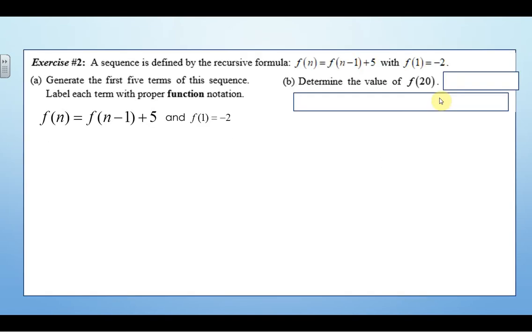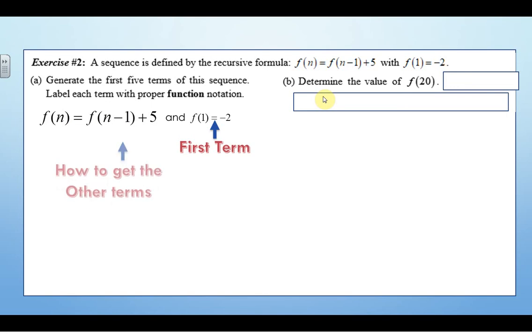There's a lot of stuff going on here. A sequence is defined by the recursive formula, and they tell us that the first term is -2. Generate the first 5 terms of the sequence, labeling each term with proper function notation. So it's just a whole lot of functions. When we were going over the example, we used a sub n minus 1. They were using f of n minus 1. You just need to know that n minus 1 is the term before it.